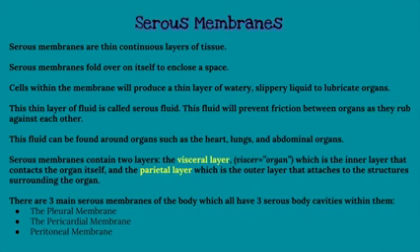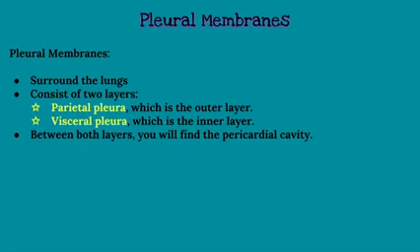Serous membranes have 2 layers. There is the visceral layer, which is the inner layer that contacts the organ itself, and then there's the parietal layer, which is the outer layer. The body has 3 main serous membranes: the pleural membrane, the pericardial membrane, and the peritoneal membrane. Pleural membranes can be found surrounding the lungs.